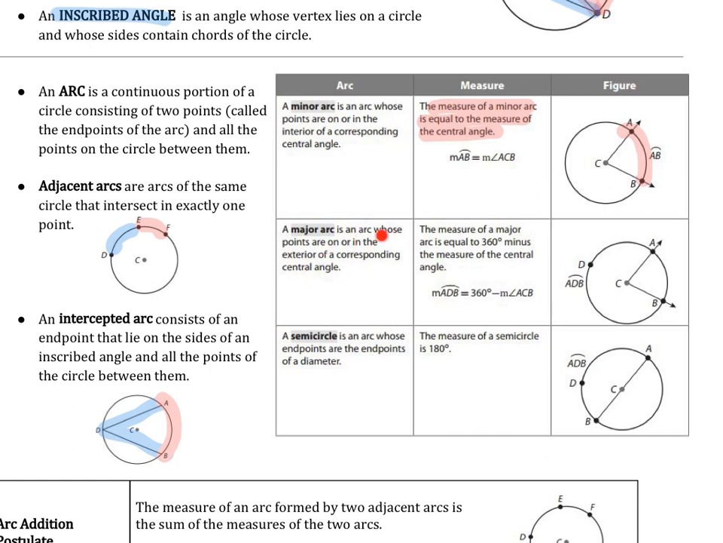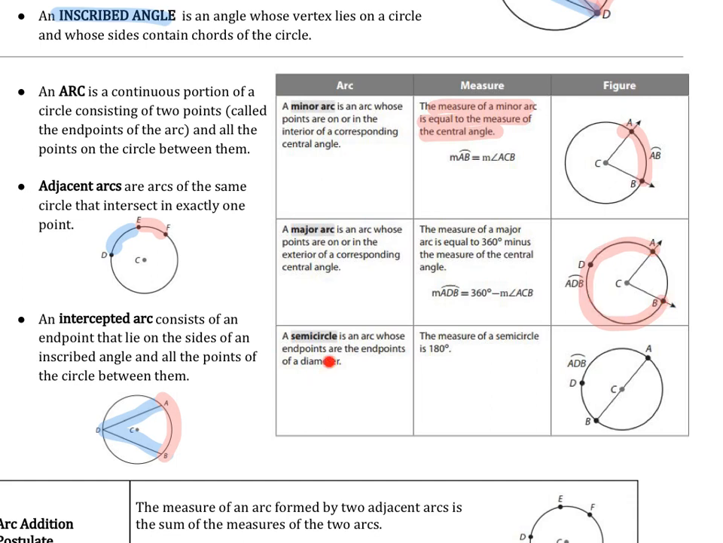Now, a major arc is an arc whose points are on the exterior side of the corresponding central angle, which is just a fancy way of saying it's an arc that's larger than 180 degrees. So, for example, that would be this arc. Now, I do want to point out for a major arc, you do need to use 3 points to name it. So notice it's A, D, B.